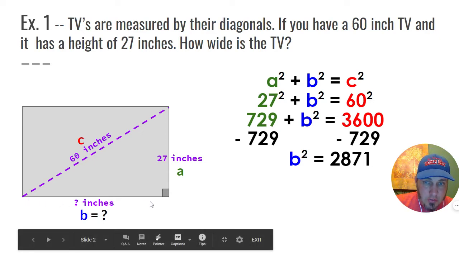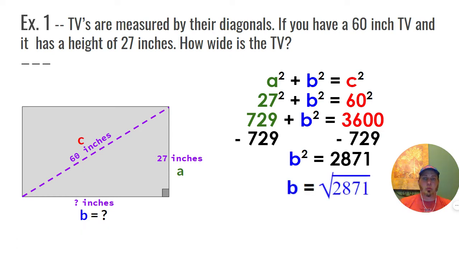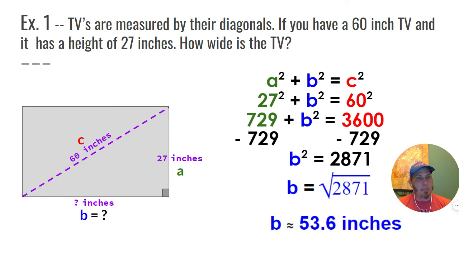So is that how long this line is? No, right? We don't know how long the line is yet. We just know this square has 2,871 squares in it. So to find out how long the line is, I will take the square root of 2,871. And I do not know what that is off the top of my head, so I will use my calculator, and I will figure out that that is about 53.6 inches.